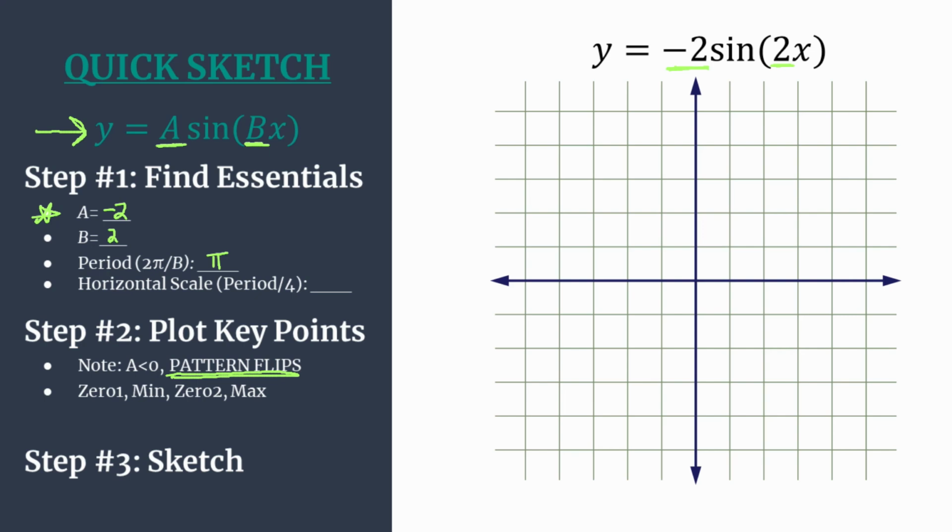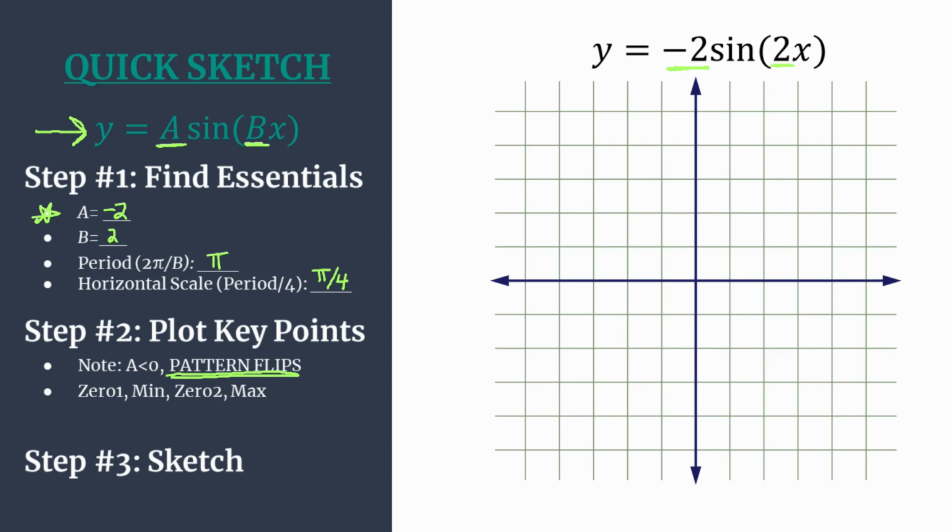Once I get my period, I like to go ahead and divide it by 4. So let's do that, and we'll put it in this horizontal scale blank. Pi over 4 is going to be how we label our horizontal tick marks, and we choose to divide by 4 because we'll have 4 key points in our pattern in step 2, and this will just ensure that we have a nice clean graph.